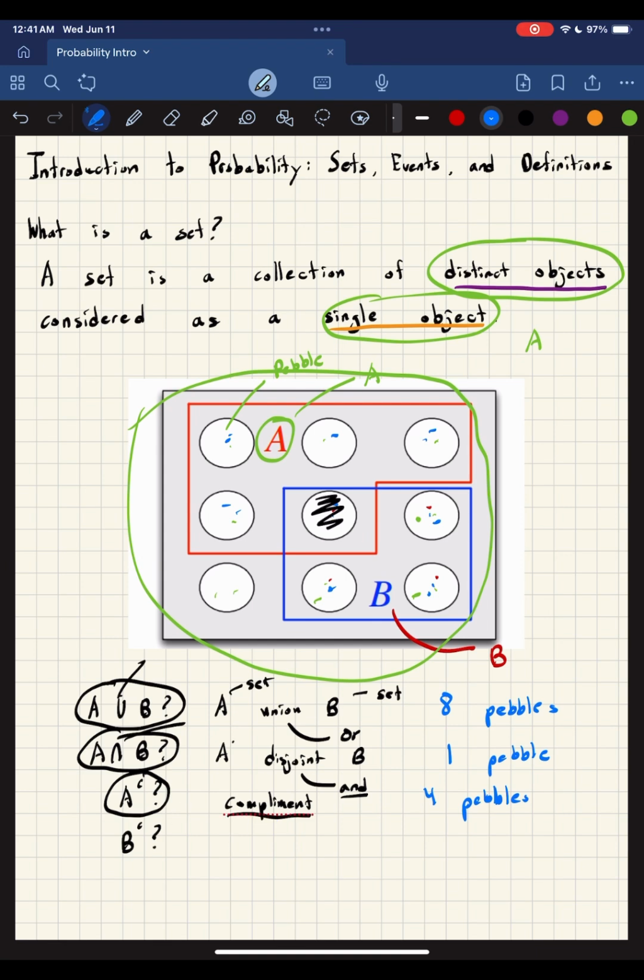And we call that the complement. Similarly, we can look at it for set B. There are 4 pebbles within set B and 1, 2, 3, 4, 5 pebbles that are not in B. So the complement of B is 5 pebbles. Now that we have learned the basics of sets, we can now use this to define other terms.